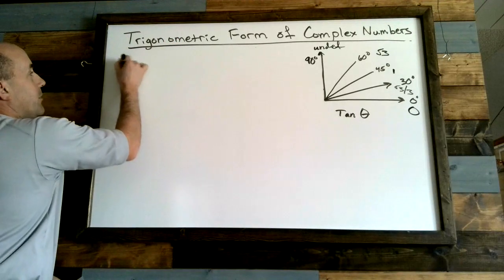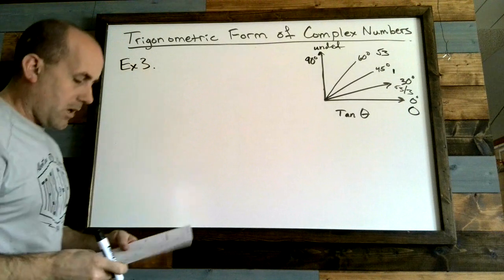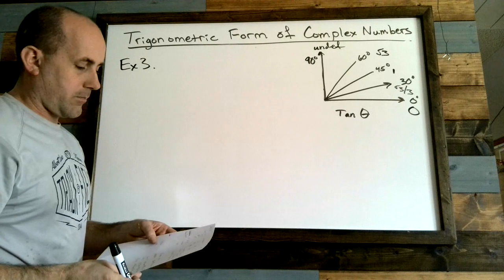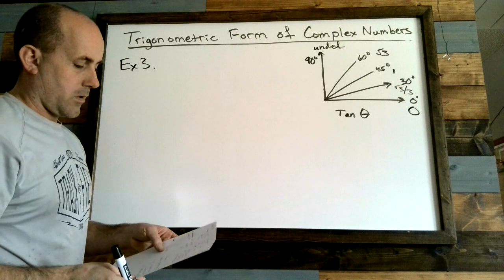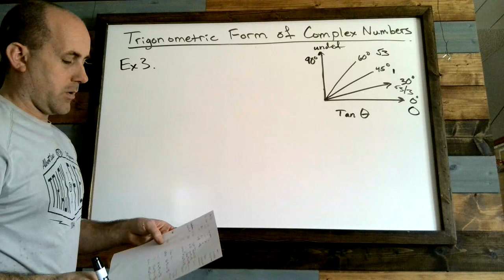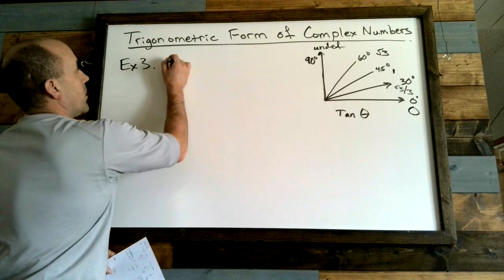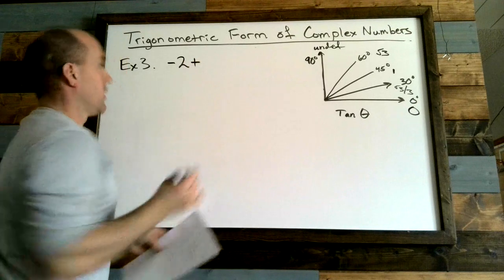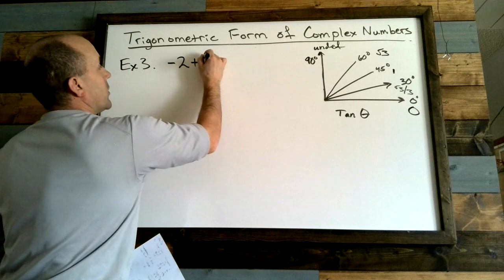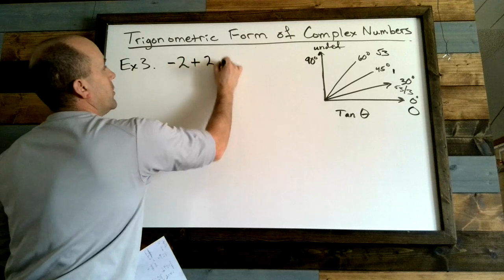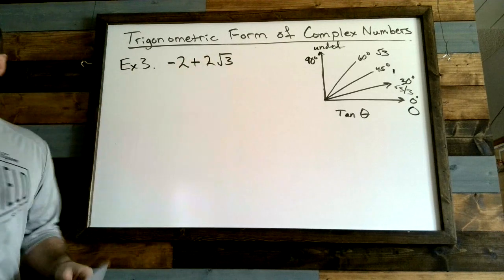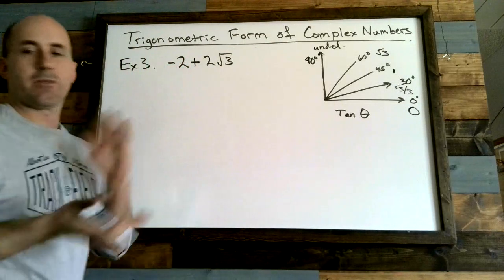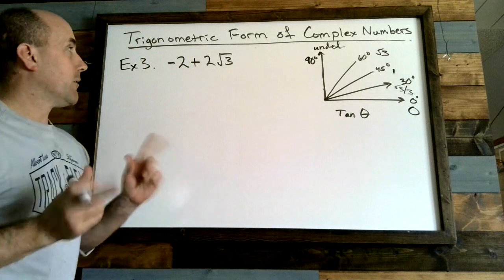Here we go. Example number 3. We're going to do -2 plus 2 roots of 3 i. Sorry, I didn't like the example I had planned. This one I like a lot better for us. Sorry about that. I just kind of think on the fly here.